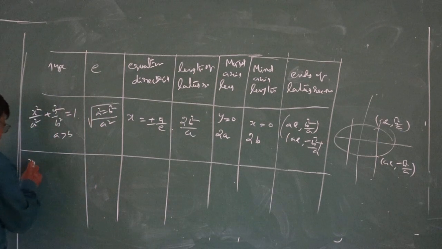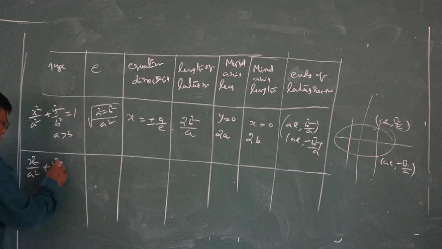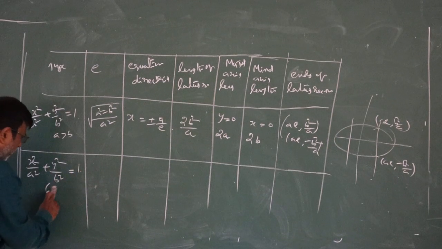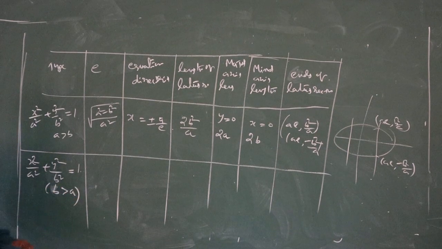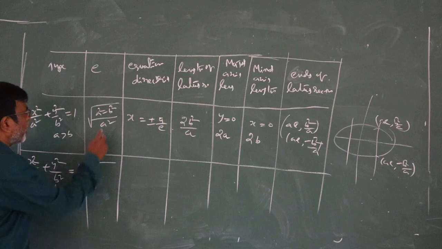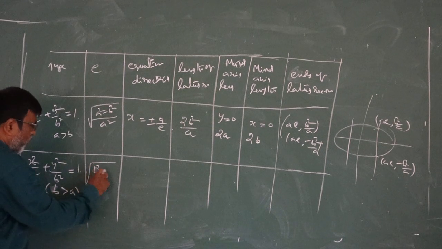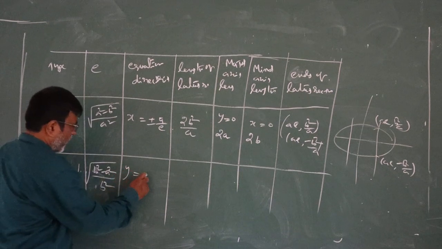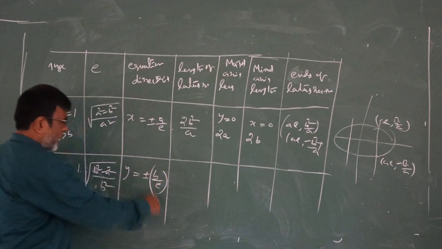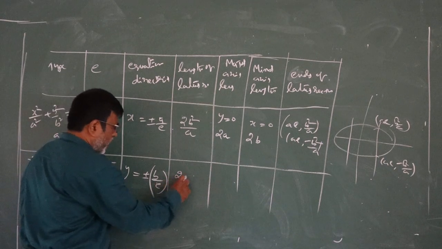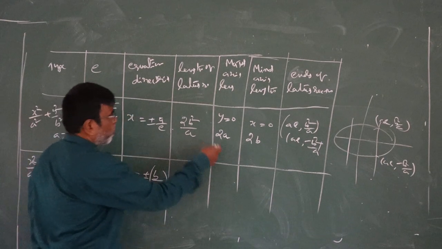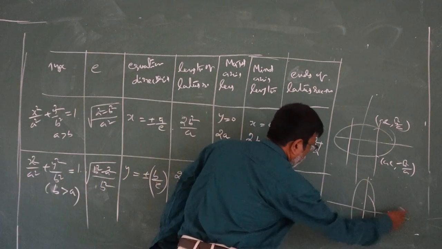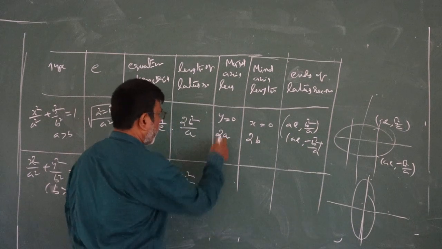Now take x square by a square plus y square by b square equals 1, where b is greater than a. Eccentricity is root of b square minus a square by b square. Directrix is y equals plus or minus b by e. Latus rectum is 2a square by b. This is the ellipse like this, and this is the major axis.